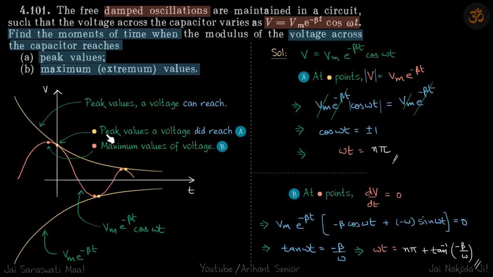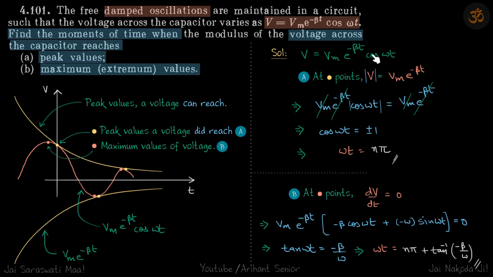So these are the points where the peak values the voltage did reach, and these are the maximum values of voltage. So he's asking at what time the voltage reaches the peak values, so at what time the intersection occurs, and then at what times the voltage reaches its maximum value. So I hope it's pretty clear what's the difference between peak value and maximum value. Peak value is represented by this yellow line and maximum value is represented where the curve is flat.